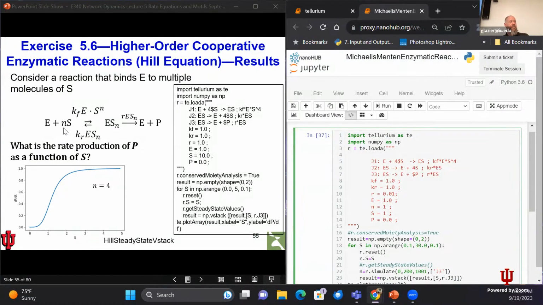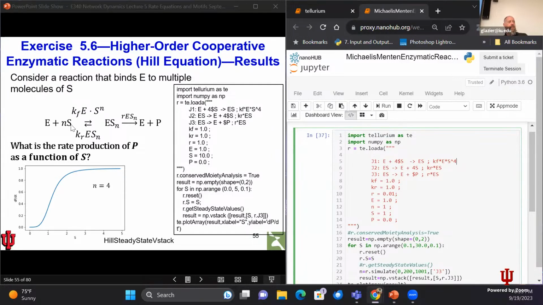What's changed from before? There's an n here that wasn't there before. There's an n here that wasn't there before. I've set n equal to 4. I get a 4 here, a 4 here from this end, and I have an exponent here of 4 there. What happens when you run it?